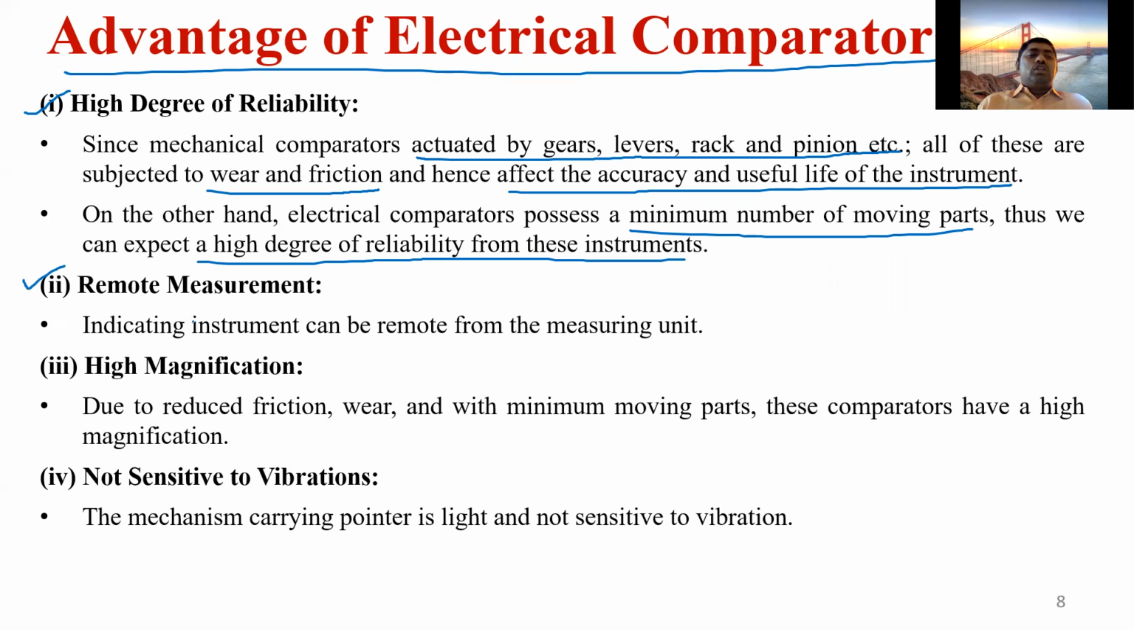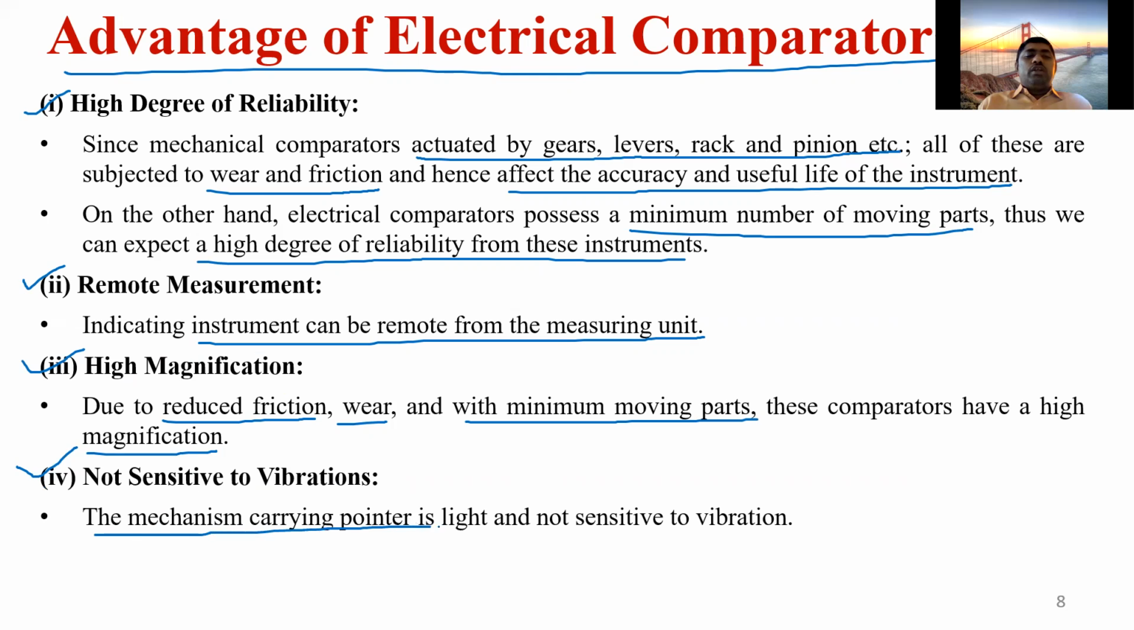The second advantage is remote measurement. The indicating instrument can be remote from the measuring unit. The third one is high magnification. Due to reduced friction and wear, and with the minimum moving parts, these comparators have high magnification. Inertia is also less, so we can obtain high magnification. And they are not sensitive to vibrations. The mechanism carrying the pointer is lighter in weight and inertia is also very less. Therefore, it is not sensitive to vibration.